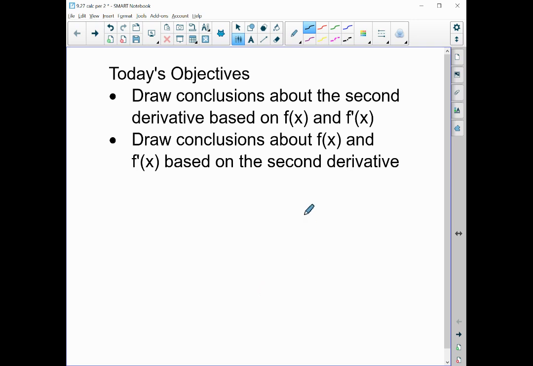But we're going to draw conclusions about the second derivative. So today we're going to talk about what is the second derivative? What do you mean? There's more derivatives than just the derivative. So we're going to talk about what it is, what it means, what it tells us about a function, and what it tells us about the derivative. And likewise, based off a function or a derivative, we'll be able to tell things about the second derivative. So kind of where does the second derivative play in and that kind of stuff.